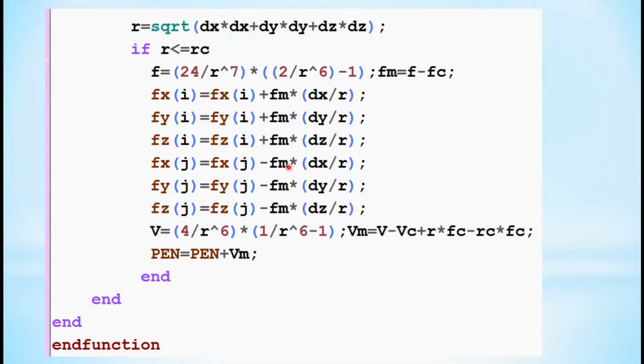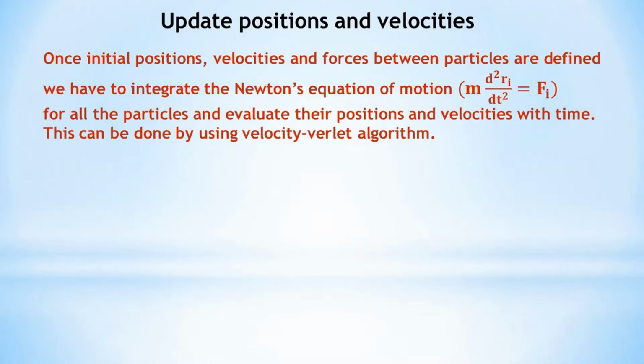Next we can also evaluate the potential using this expression. Now we have to use the modified value of the potential Vm as we discussed earlier. Once we have Vm, we can add it to the value of the total potential energy. PEN is the total potential energy of the system. Next we have to update the positions and velocities of all the particles.